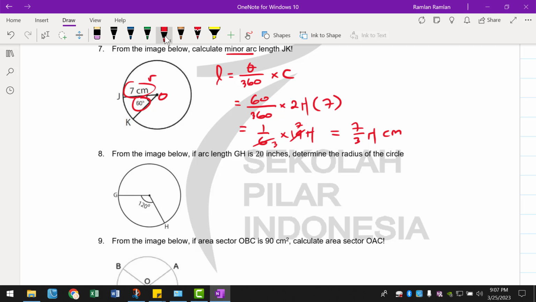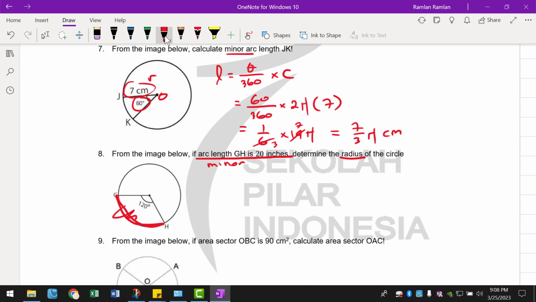Okay, for number 8, we do the same thing, the same concept, but the only difference is that we're going to find the radius this time. In here we have this circle over here. If it doesn't say anything about minor or major, like this one, it means that it refers to the minor arc. If I say arc length GH, it's not this one, because it doesn't say anything about minor or major, so we're going to find this one over here. This 20 inches is the length of this arc.